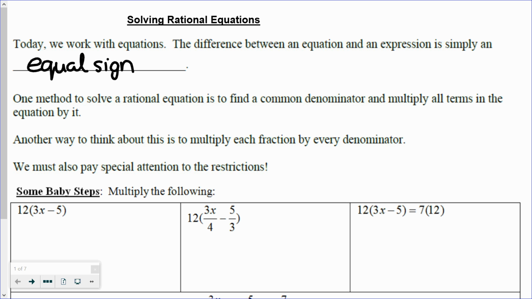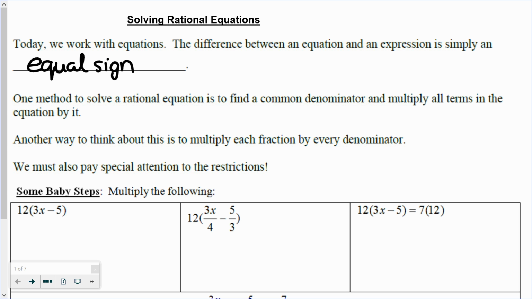Your notes say one method to solve a rational equation is to, first step, factor completely if possible. We saw this with rational expressions as well. I always said factor it out first because it might make something easier. If you have multiple binomials or trinomials, make sure you factor out any common factors, because that can make things easier.